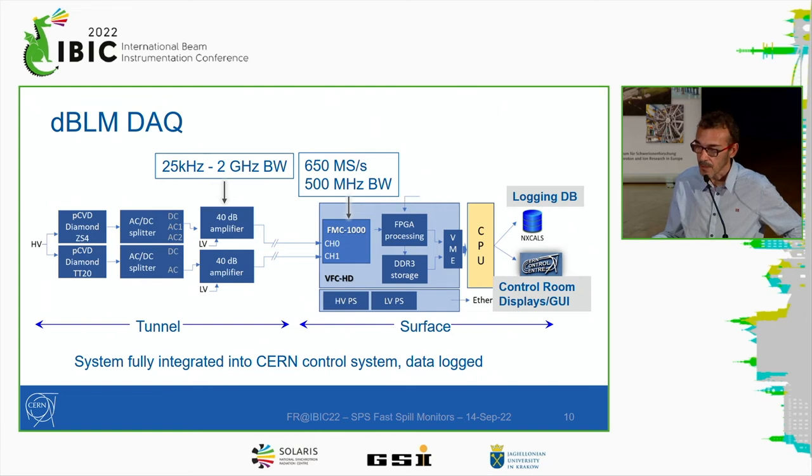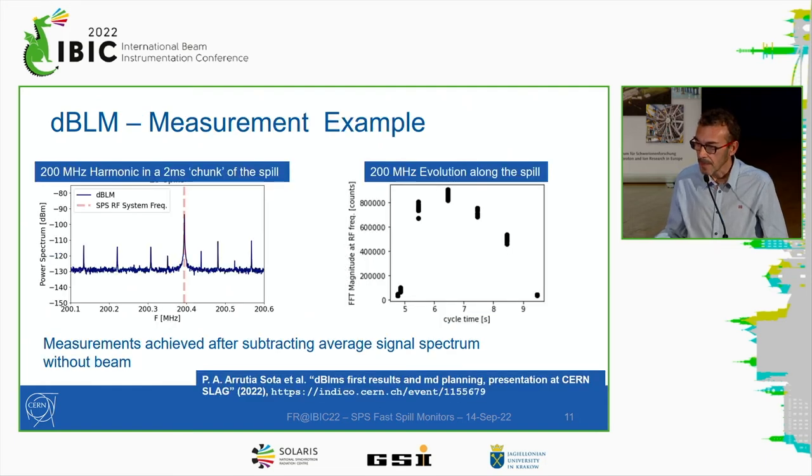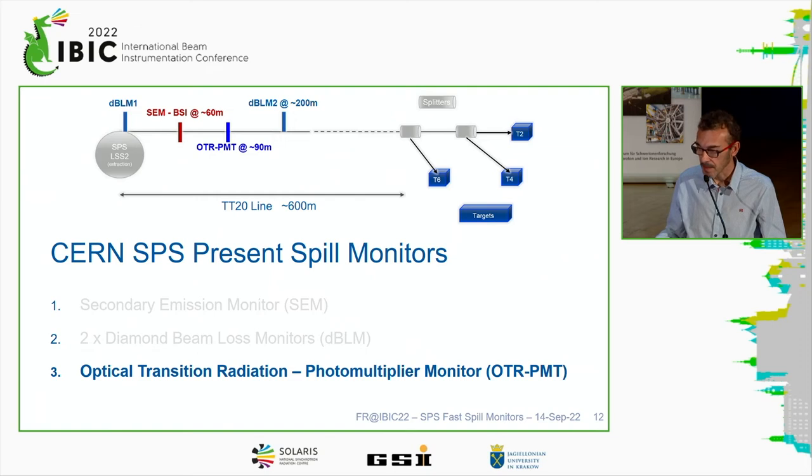The data acquisition system, also here in short, is based on a wide band 40 dB amplifier in the tunnel, and then a digitization on the surface, also in this case after long cables, at 660 megasamples per second. And as with actually all three detectors that I present today, it is all integrated in the control system and in the data logging. And this is an example of how these diamond BLMs were successfully used this year to identify the presence of the residual 200 MHz harmonic in the spill, and the evolution of this harmonic along the spill itself.